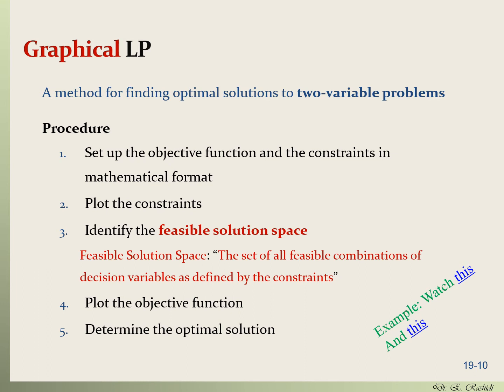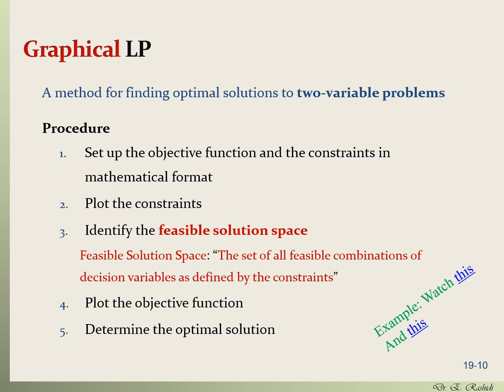Here we are going to learn how to solve this problem with a method called Graphical LP. Graphical LP is a simple visual method that can be used to solve linear programming optimization problems that only have two variables. Our problem has two variables, x1 and x2. So we're going to use the graphical LP method to solve it.